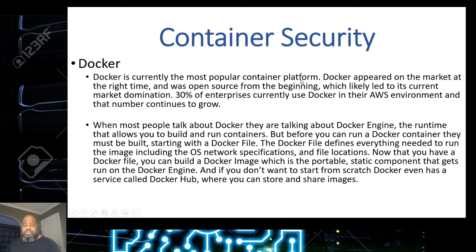Docker appeared on the market at the right time and was open source from the beginning, which likely led to the current market domination. 30% of enterprises currently use Docker in their AWS environment. That number continues to grow. When most people talk about Docker, they're talking about the Docker engine, the runtime that allows you to build and run containers. But before you can run a Docker container, it must be built, starting with a Dockerfile. The Dockerfile defines everything you need to run an image, including the OS, network specification, and file location. Now that you have the Dockerfile, you can build an image, which is a portable, static component that gets run in Docker engine. And if you don't want to start from scratch, Docker even has a service called Docker Hub where you can store and share images.